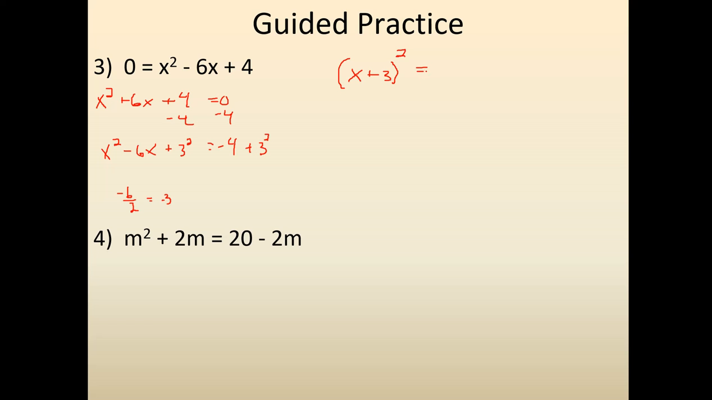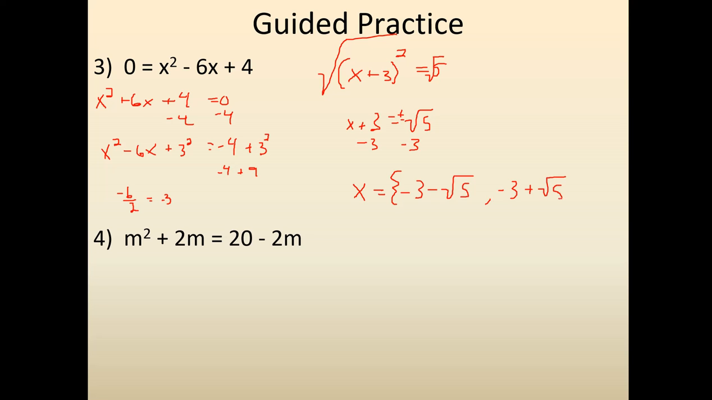squared. And then minus 4 plus 9 is positive 5. So take the square root of both sides. And you get x plus 3 equals radical 5, plus or minus. Subtract the 3 from both sides. And you end up getting x equals minus 3 minus radical 5 and minus 3 plus radical 5.